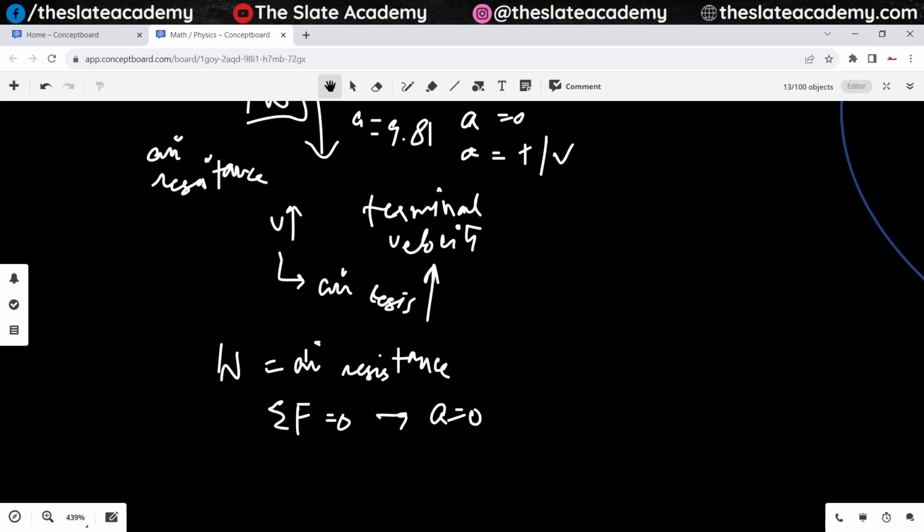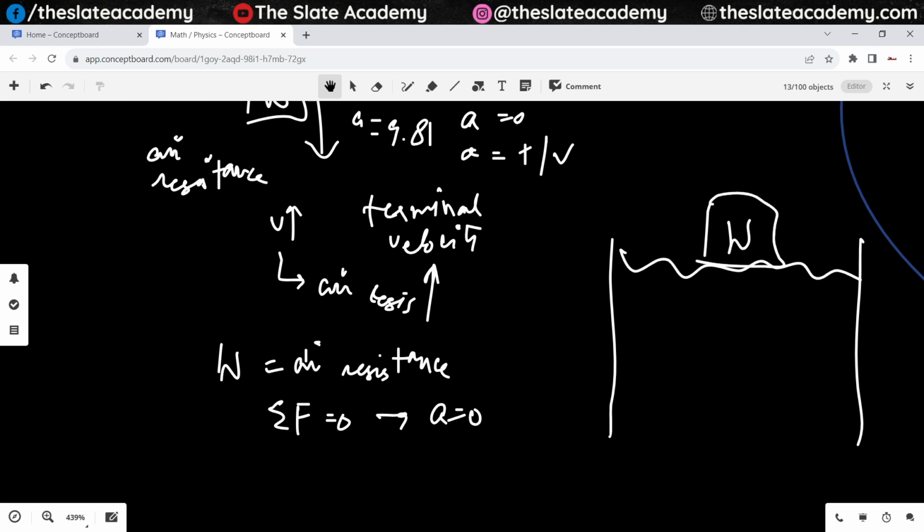So this was a body falling through the air. But what if I've got a giant container in which there is a liquid, and this body has a weight, and I lower this body into the liquid. The resistive force which the liquid, or a fluid, exerts against the body falling in it is called upthrust.